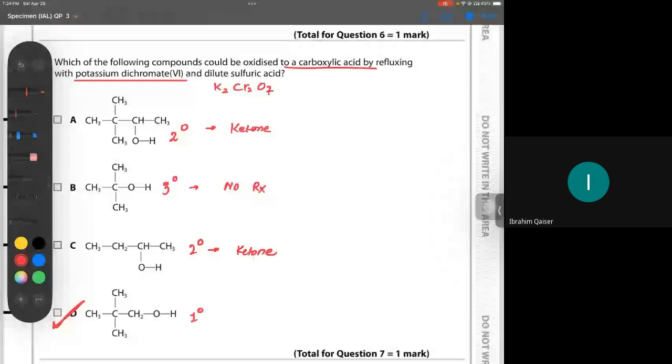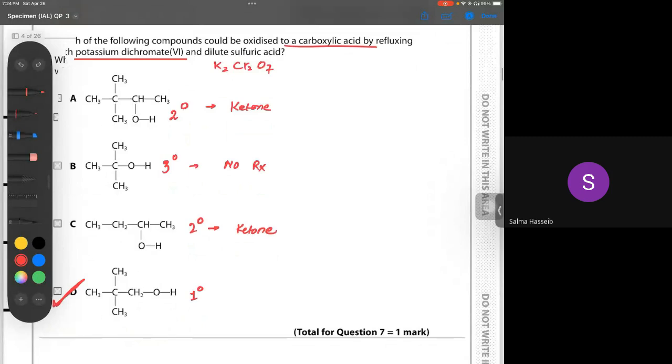So is it B or is it D? Primary alcohol can be oxidized to carboxylic acid. Secondary alcohol can be oxidized into ketone, and tertiary alcohol cannot be oxidized further.